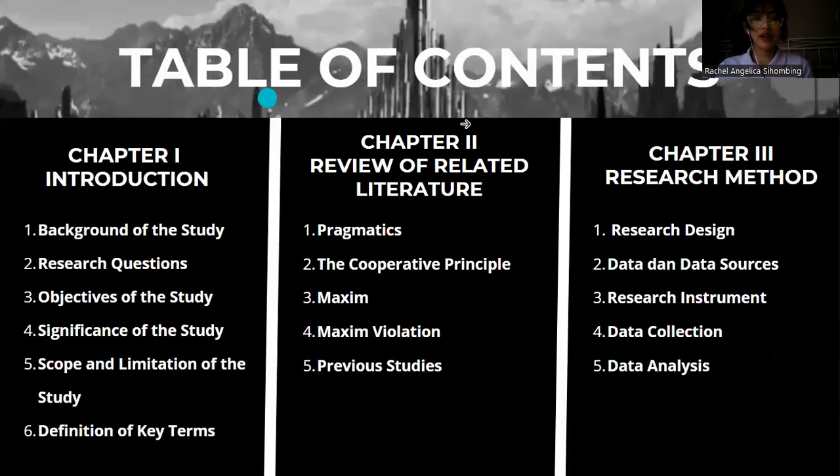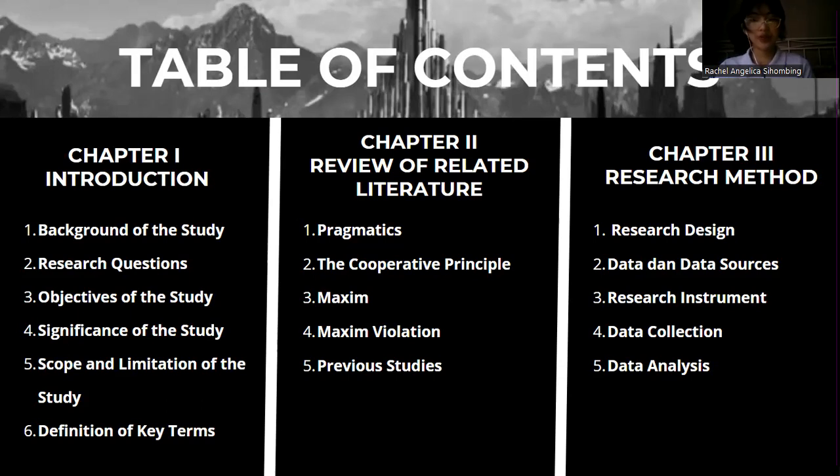Okay, here is the table of contents that I will present today. There are 3 chapters. The first one is chapter 1, Introduction. There are 6 subchapters: background of the study, research question, objective of the study, significance of the study, scope and limitation of the study, and the last one is definition of key terms. For chapter 2, I will discuss review of related literature. There are 5 subchapters. The first one is pragmatics. The second one is the cooperative principle. The third one is maxim. The fourth one is maxim violation, and the last one is previous studies.